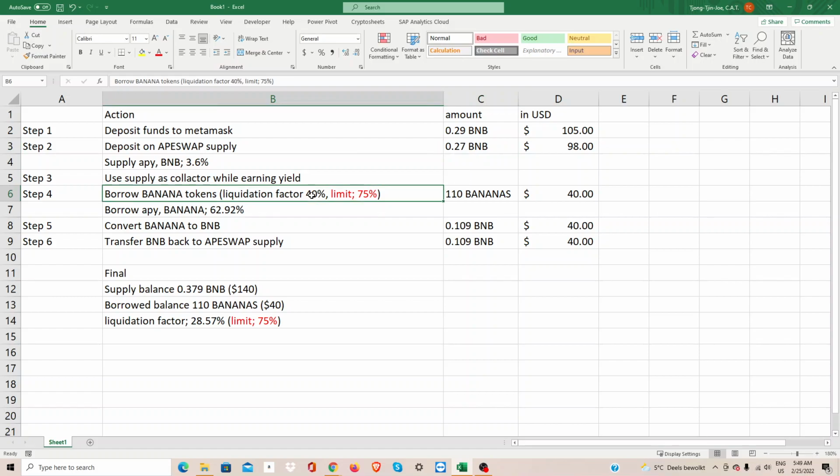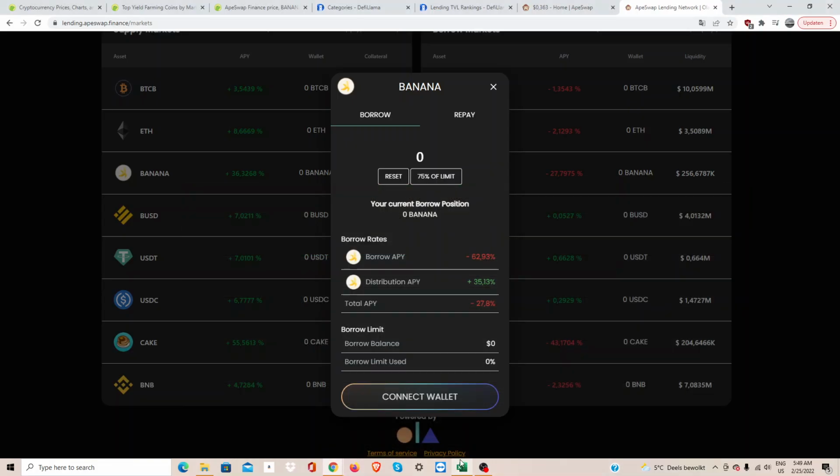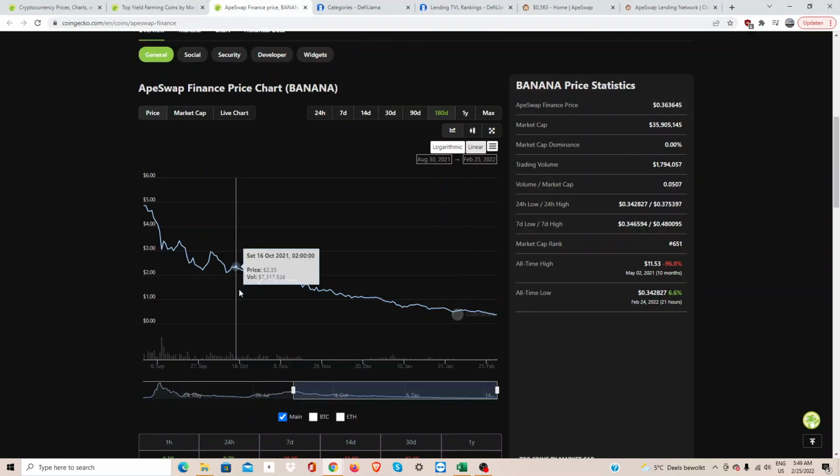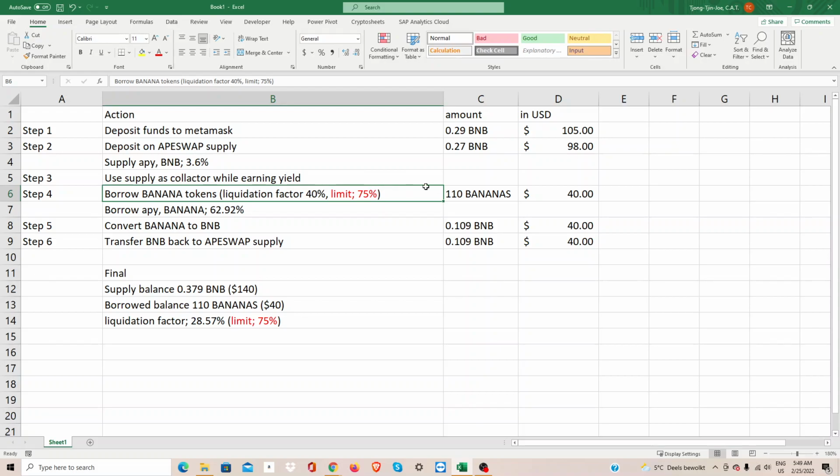So to allow some volatility, because if we just take a quick look at the graph again, we can see that it goes a little up and down, maybe 10% up, 10% down, but in the long run, I still believe that it will go down. But to counter some volatility, I decided just to play it safe, 40%.